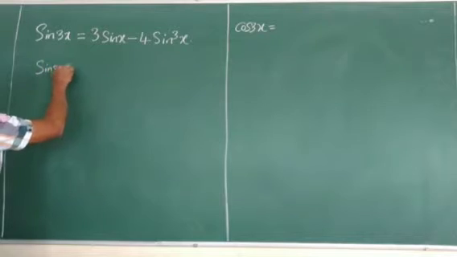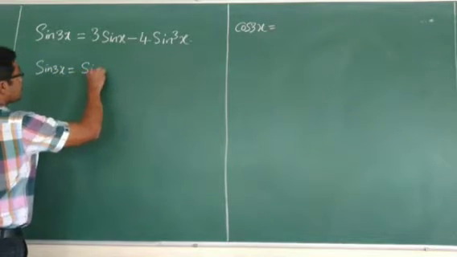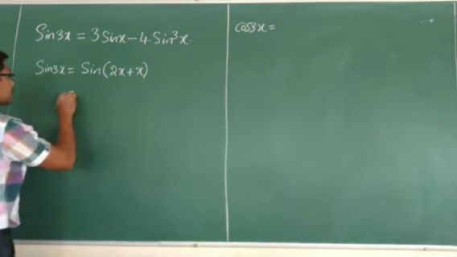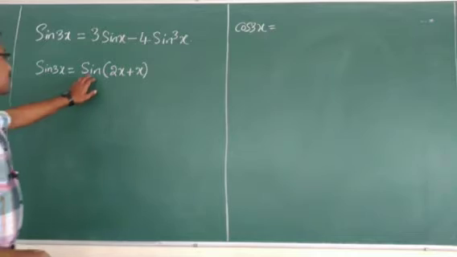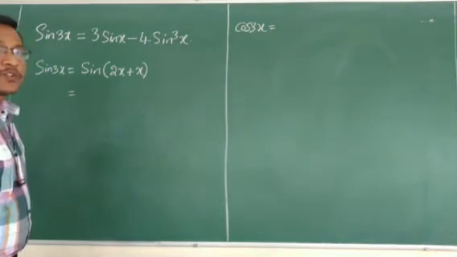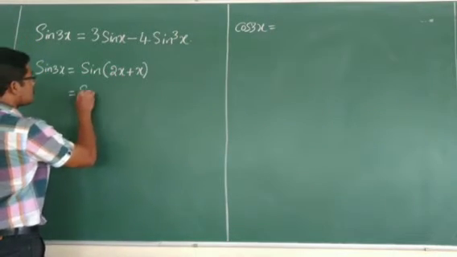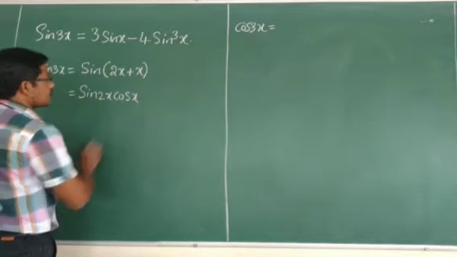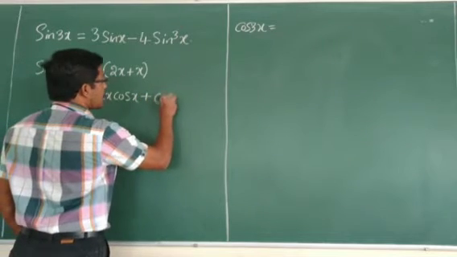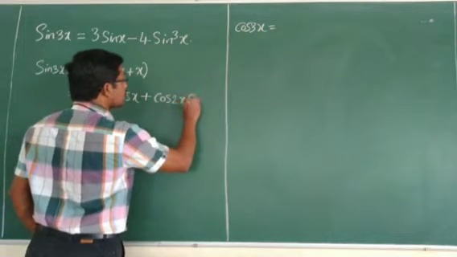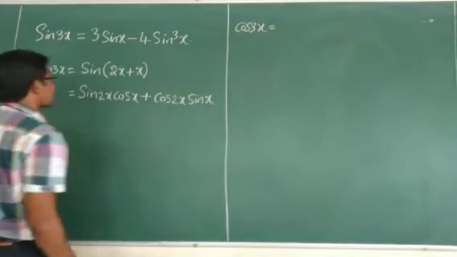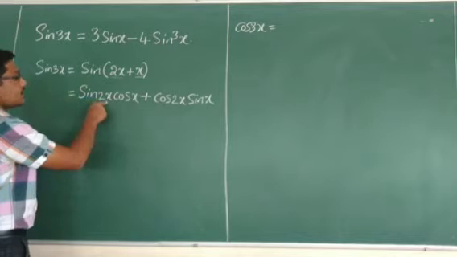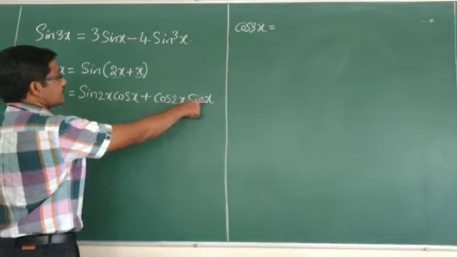Sin 3x is equal to, we can write this as sin of 2x plus x. Now this is in the form of sin of x plus y. So we use sin x cos y plus cos x into sin y. This is sin x plus y. So sin x cos y plus cos x sin y formula.